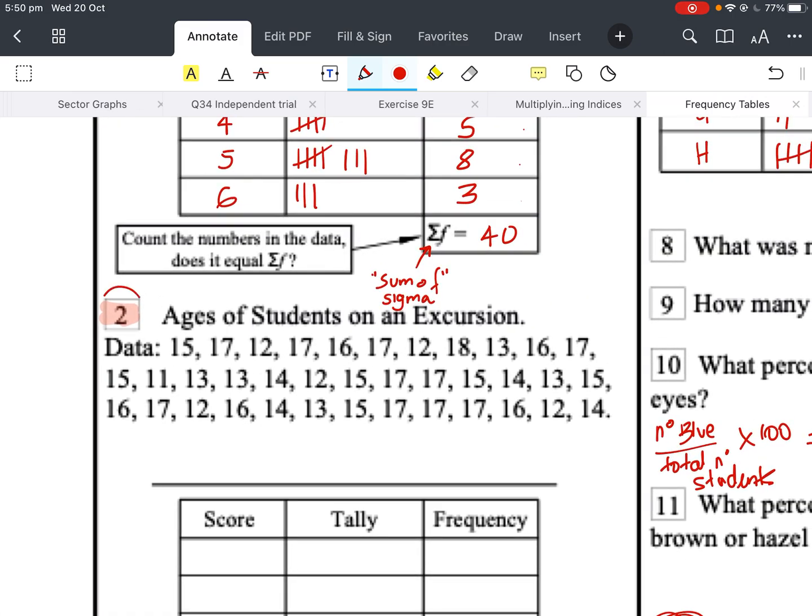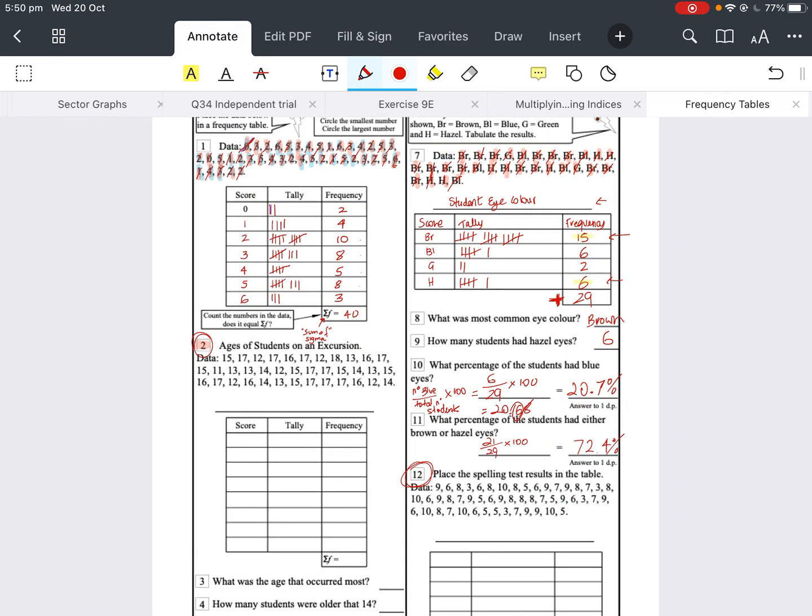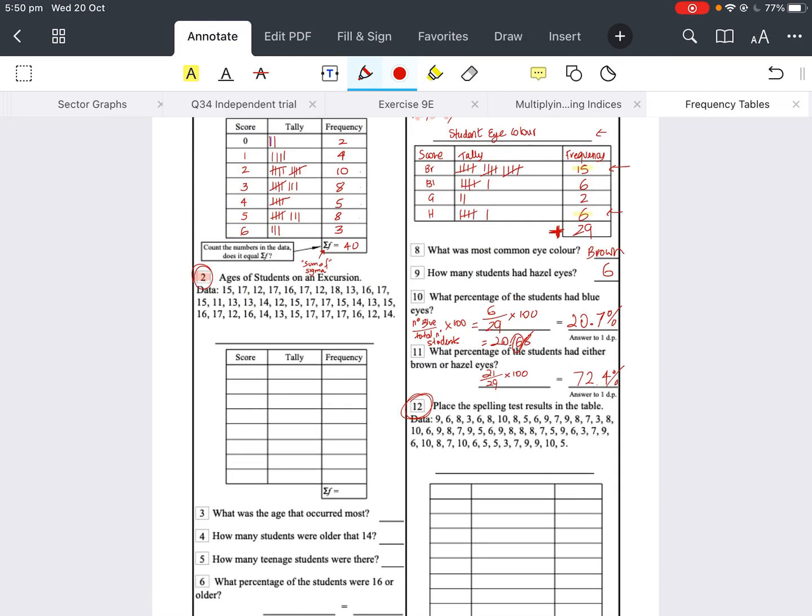And 2. All right? There you go. The answers are down there too, by the way, just in case you want to check.